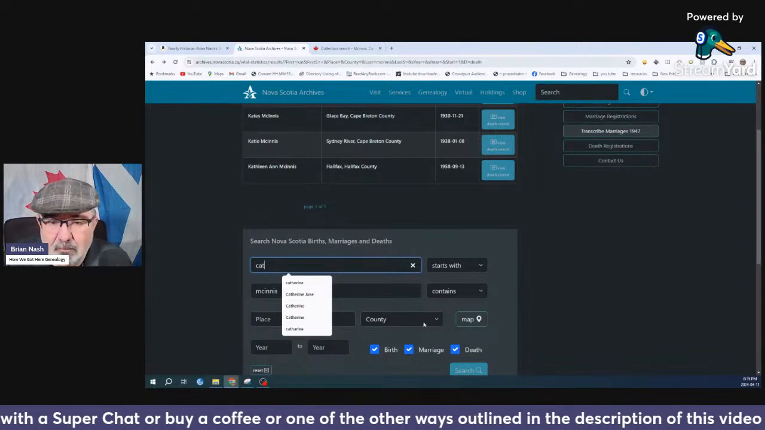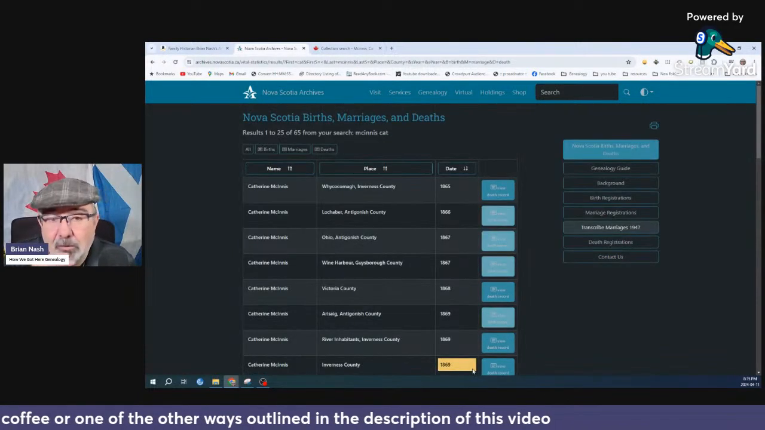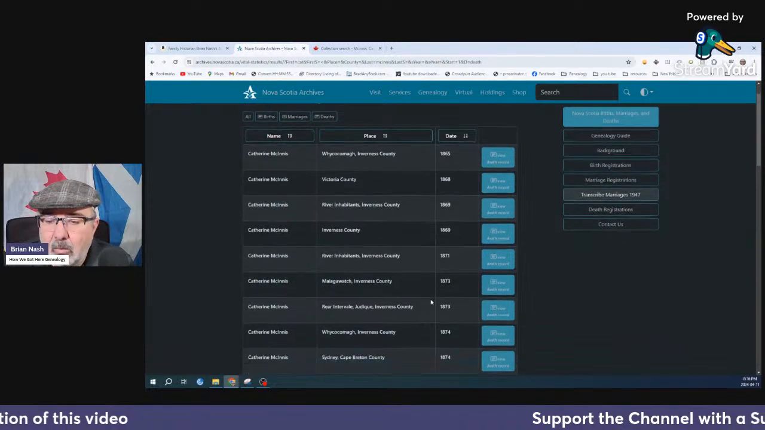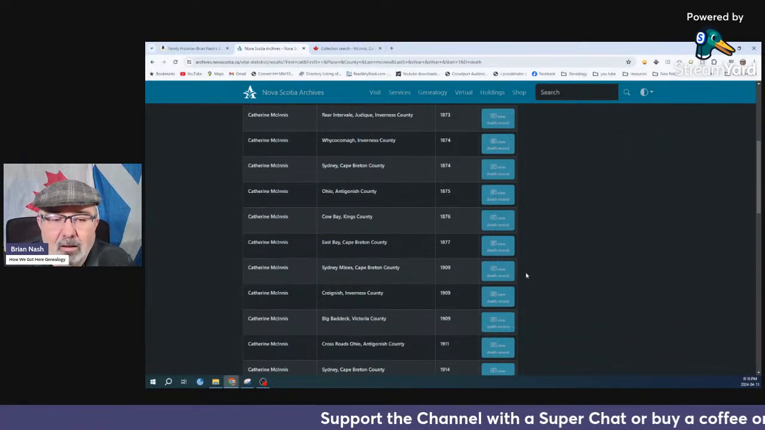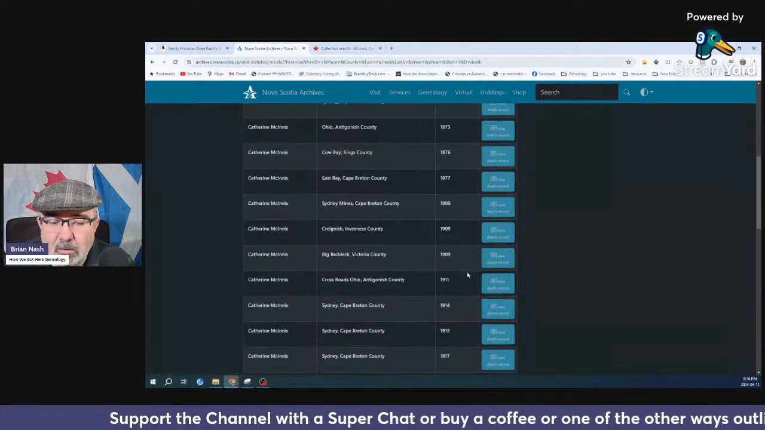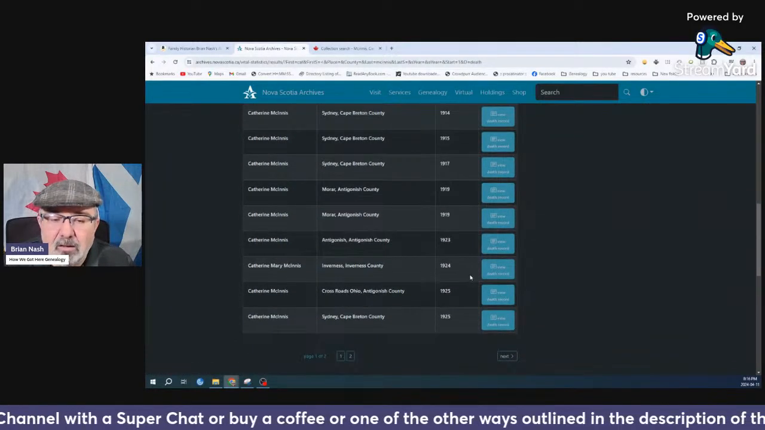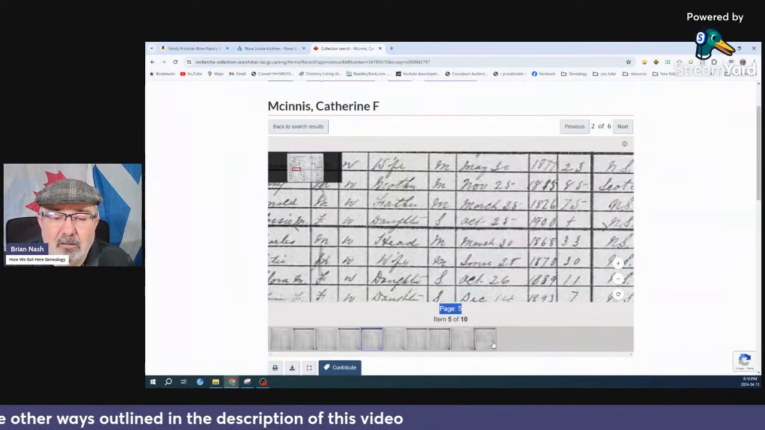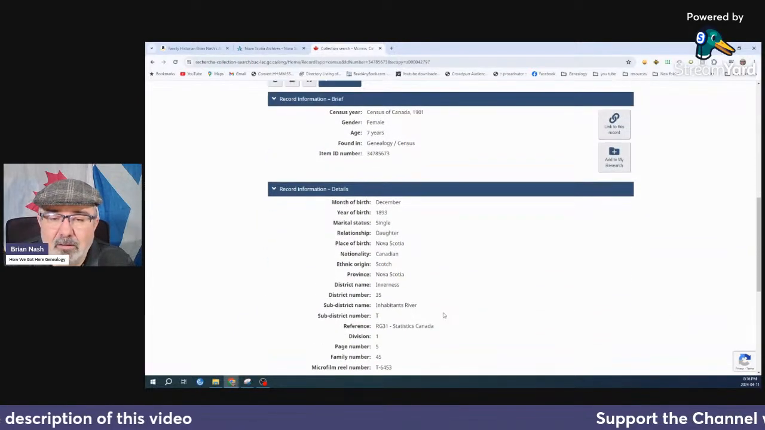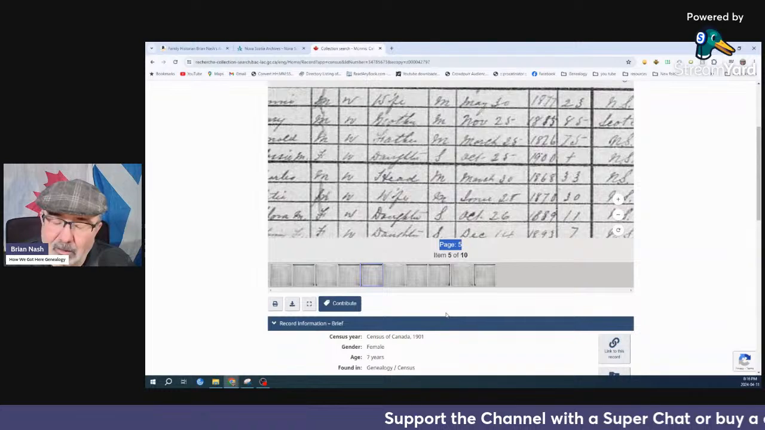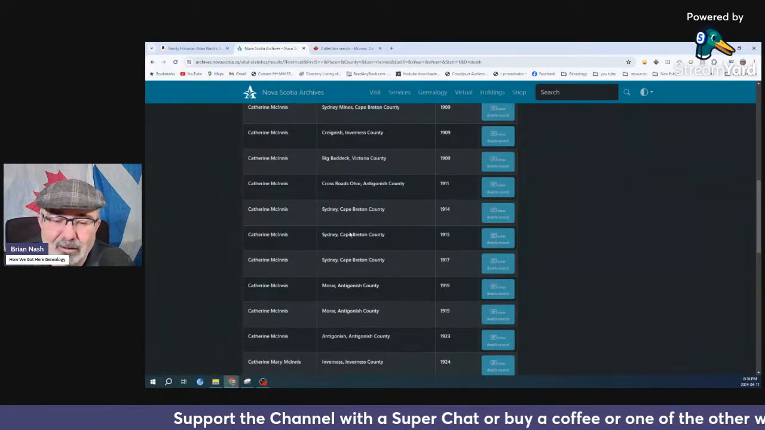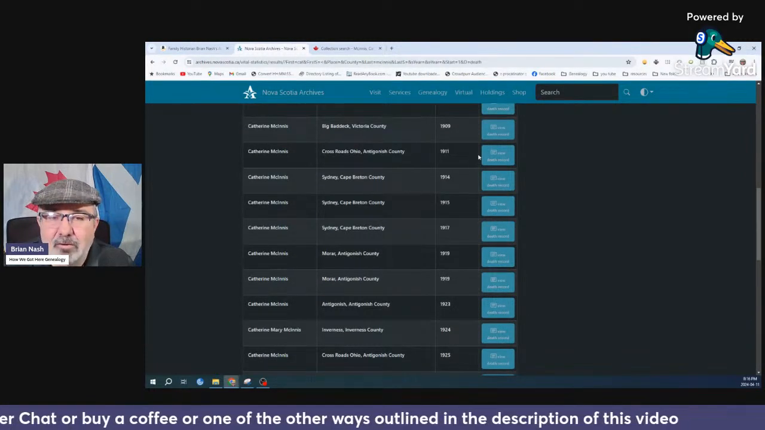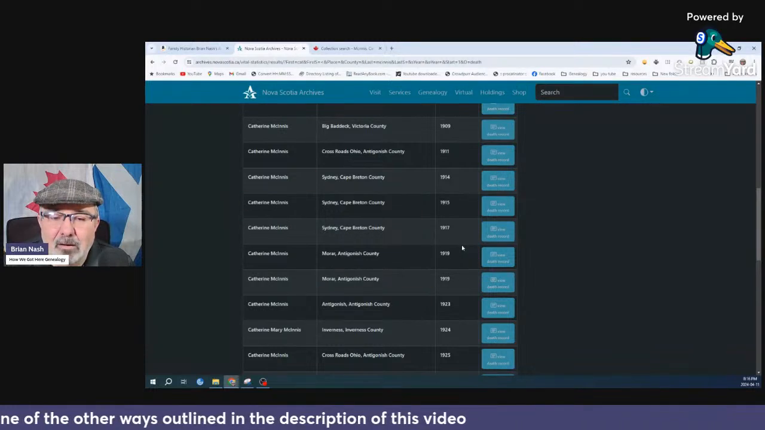I'm going to search with a C, again, because Catherine could be spelled that way. And we're looking at deaths. We're not going to look at her births because her name was most likely not McGinnis when she was born. We know we're looking after 1901 because she was in the 1901 census, and in 1901 she lived in Inverness. So chances are she's still living in Inverness, in the specific place Inhabitants River, which is in Inverness County. So let's look at all our possibilities. We have anything after 1901, and I'm looking for Cape Breton or Inverness County.